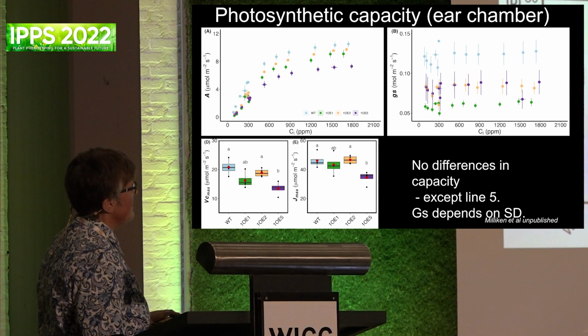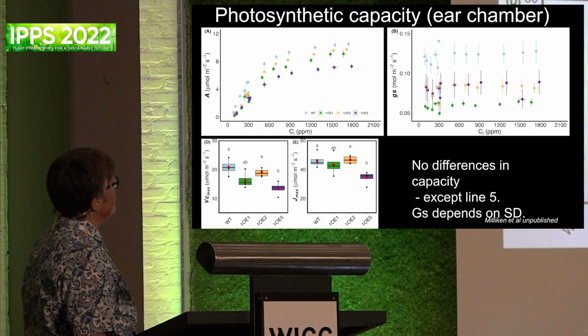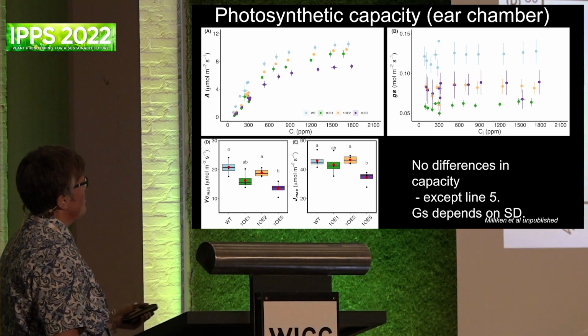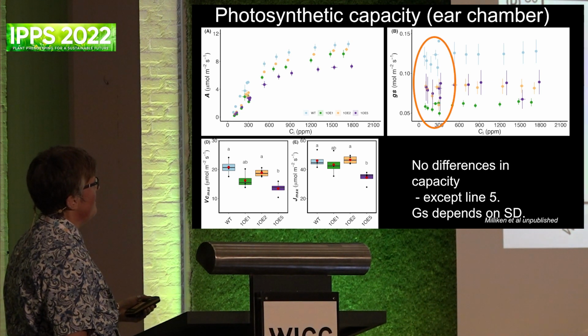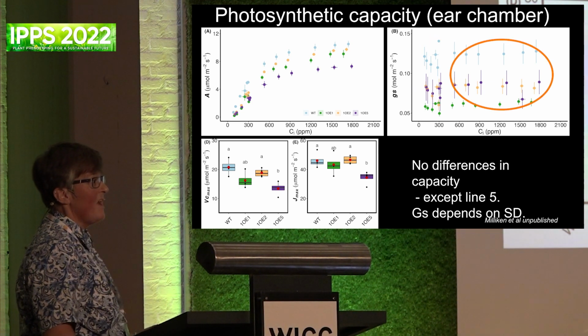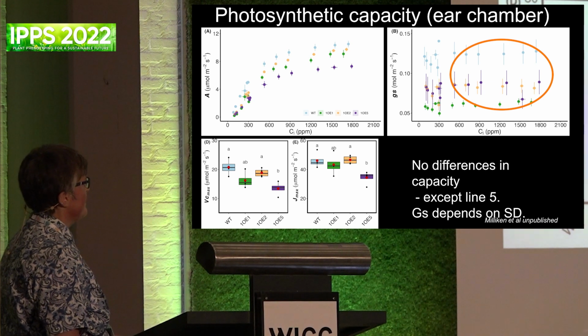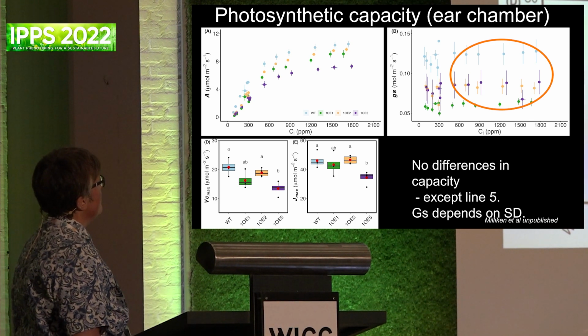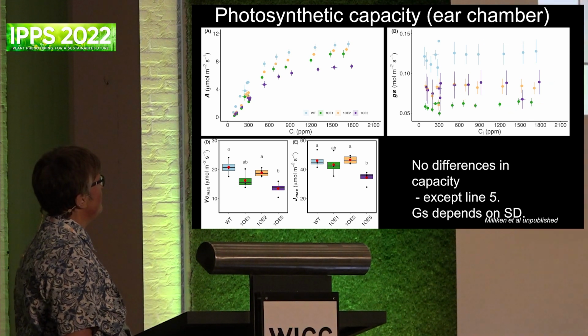But what you can also see is the differences in stomatal conductance in these transgenic plants. So we have the wild type, again, sitting up here, and then these lines all have a much, much lower stomatal conductance, driven by that change in SD, in stomatal density. So the next thing was, are these functional?